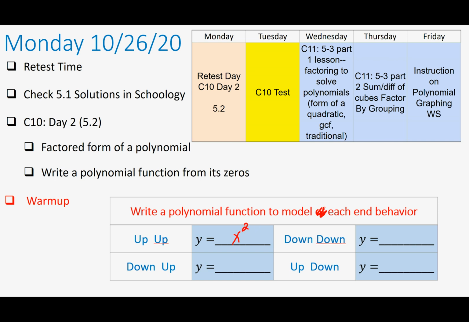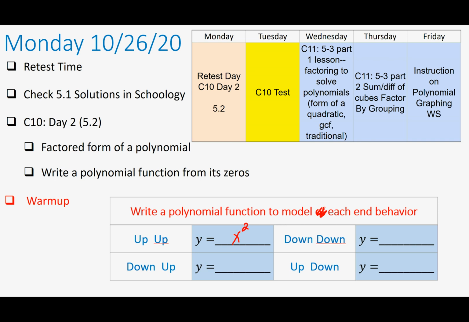Any even exponent, it could be x to the fourth, x to the 8th, x to the 716th, as long as my coefficient is positive, and I have an even exponent, it will take on that end behavior of up and up. Then what about down and down? What's an example of a function that would be down and down?